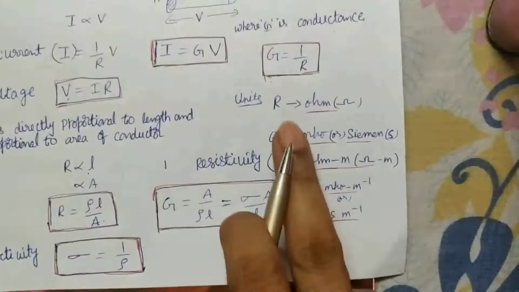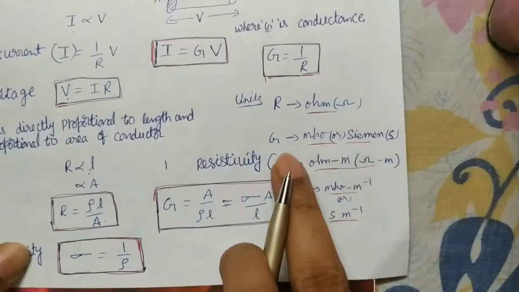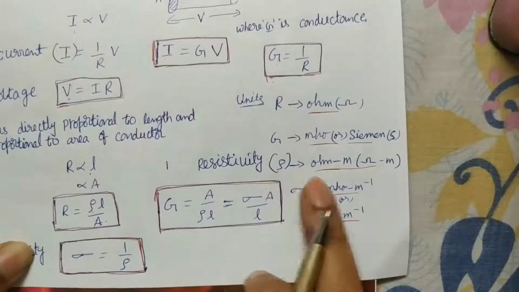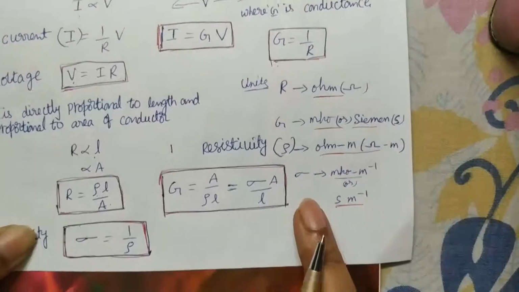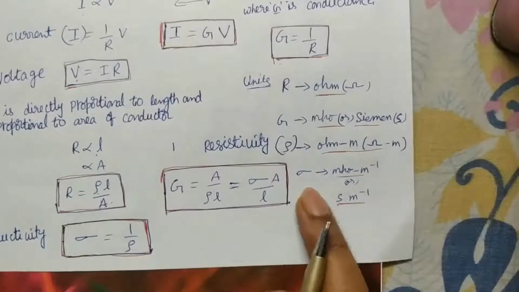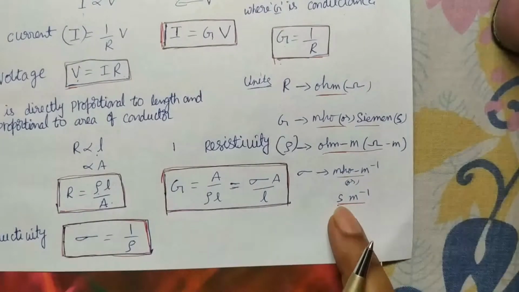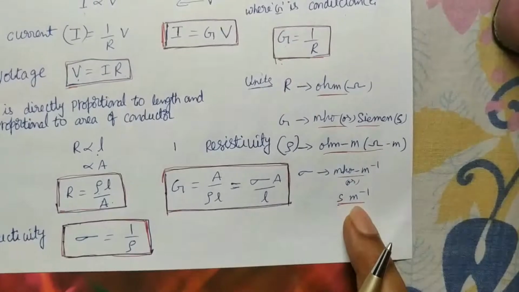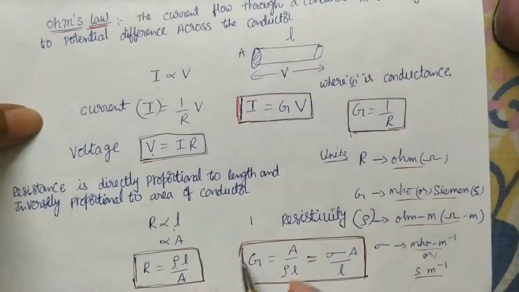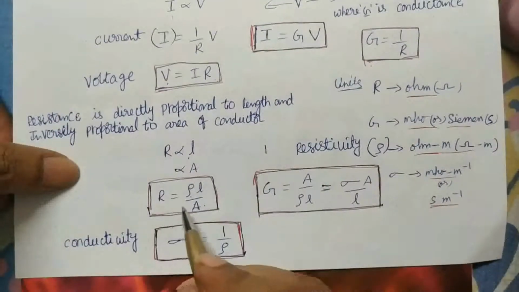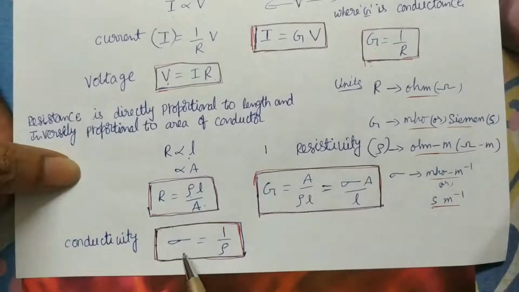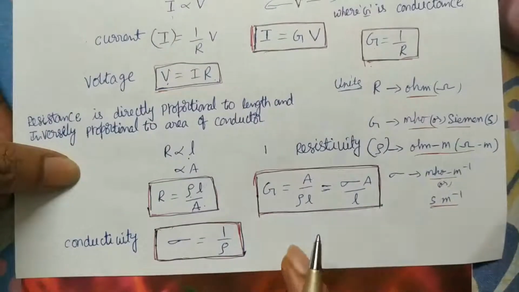Here are four quantities: resistance, in ohms; conductance, in Siemens or mho; resistivity or specific resistance, in ohm meter; and specific conductance or conductivity, in mho meter inverse or Siemens meter inverse. These are the units. The main important relations: V is equal to IR, then resistance R is equal to rho L by A, where rho is called resistivity or specific resistance. Relation with conductivity: sigma is equal to 1 by rho.